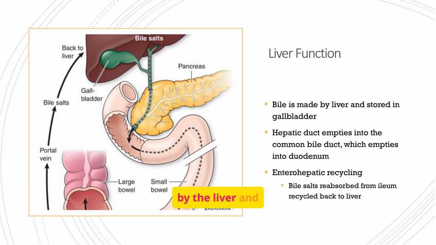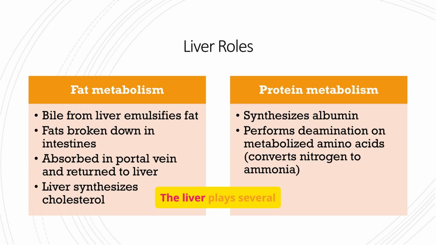Bile, produced by the liver and stored in the gallbladder, plays a crucial role in digestion. Bile salts are reabsorbed in the ileum and recycled back to the liver, demonstrating the liver's efficient recycling system. The liver plays several vital roles in metabolism. In fat metabolism, bile emulsifies fats, which are then broken down and absorbed. The liver also synthesizes cholesterol. In protein metabolism, the liver synthesizes albumin and performs deamination, converting nitrogen to ammonia.